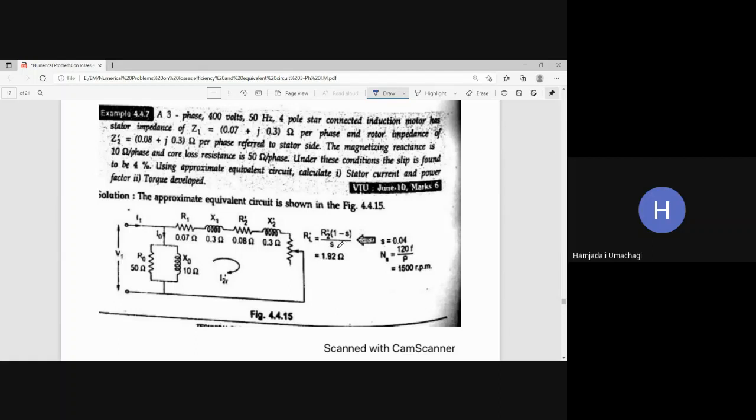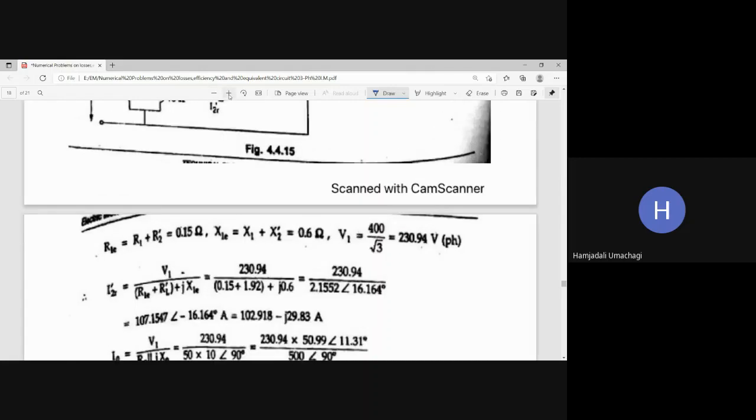Okay, so here after drawing the equivalent circuit diagram, finally you should substitute all the values. Now let us calculate the parameters. R1E is nothing but the equivalent resistance of the induction motor referred to the stator side, where R1E is equal to R1 plus R2 dash, which is 0.15 ohms. And then X1E is the equivalent reactance of the induction motor referred to the stator side. X1E is equal to X1 plus X2 dash, which is already given as 0.6 ohms.